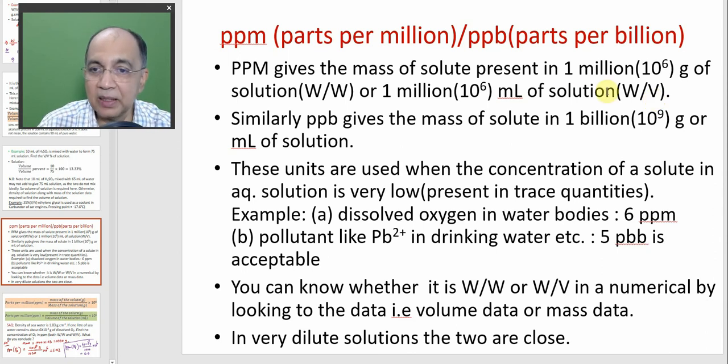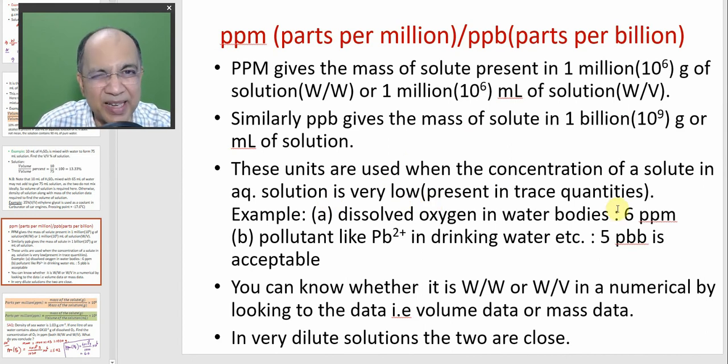These units, yes, ppb gives the mass of the solute present in 1 billion, or 10 to the power 9, grams or 10 to the power 9 milliliters of solution. These units are used when the concentration of solute in aqueous solution is very low. That means it is present in trace quantities.